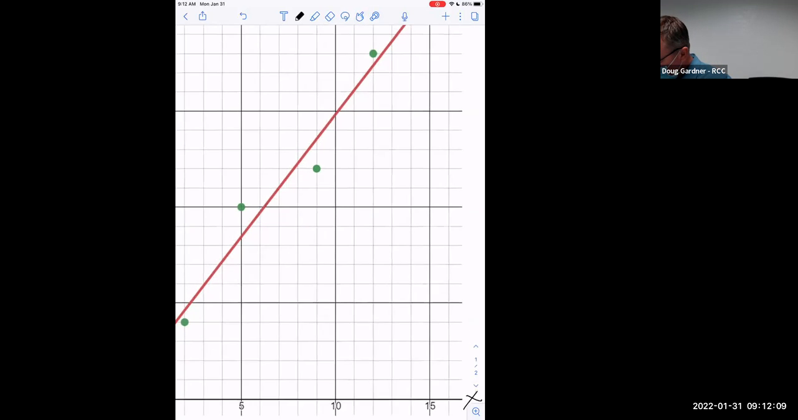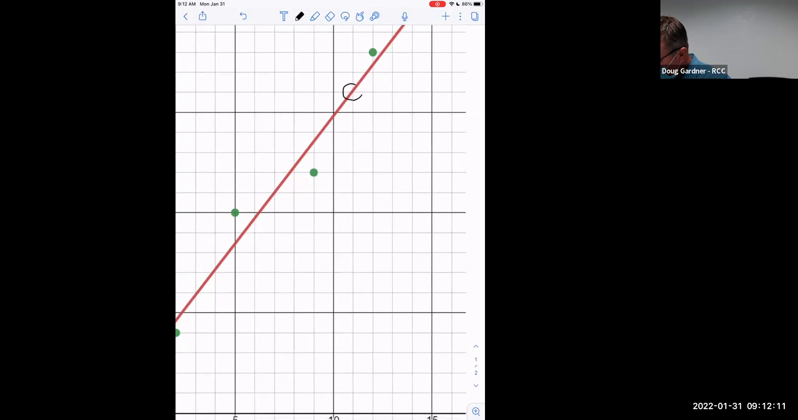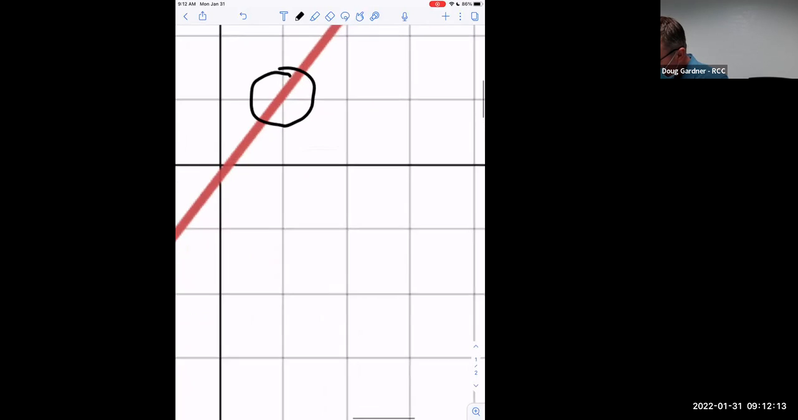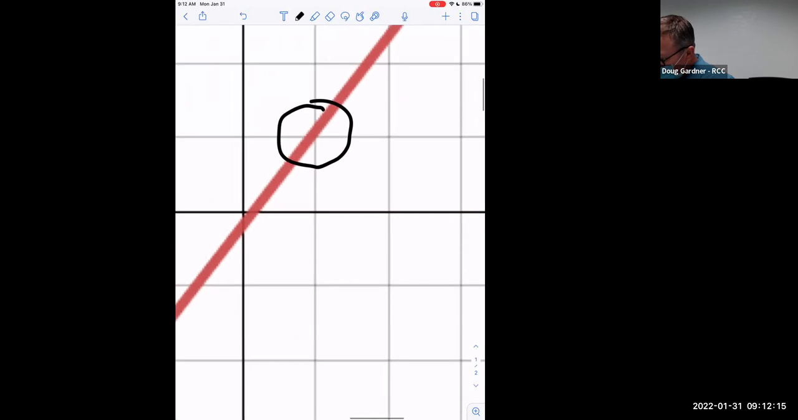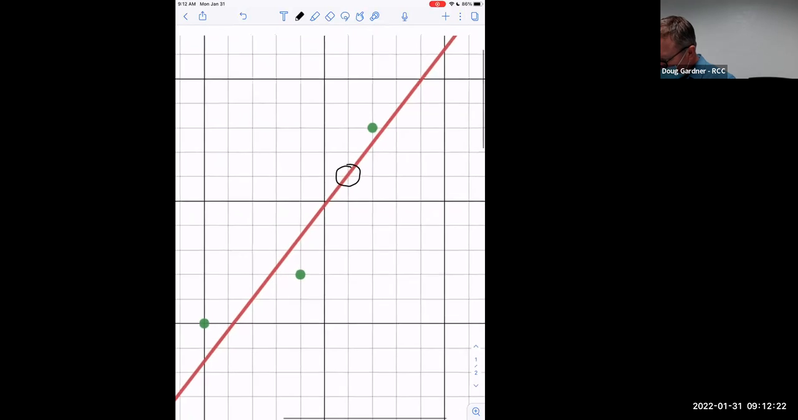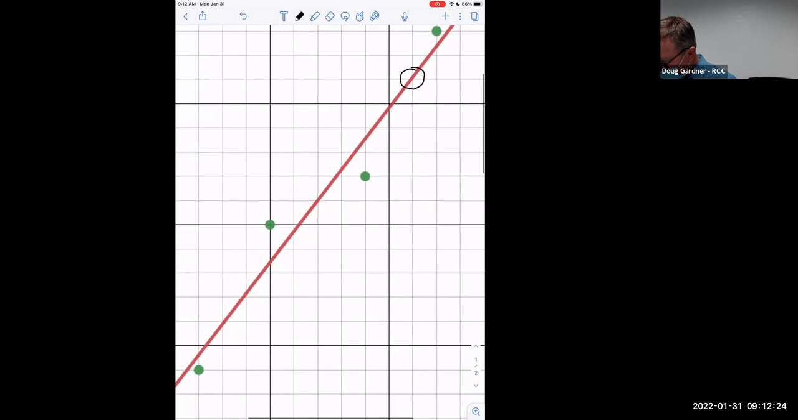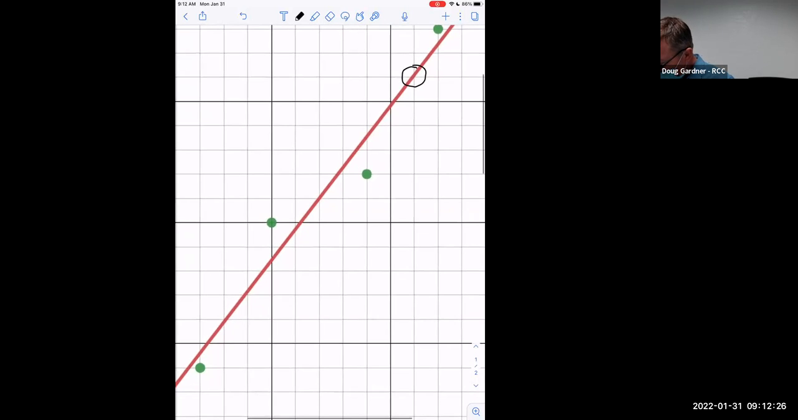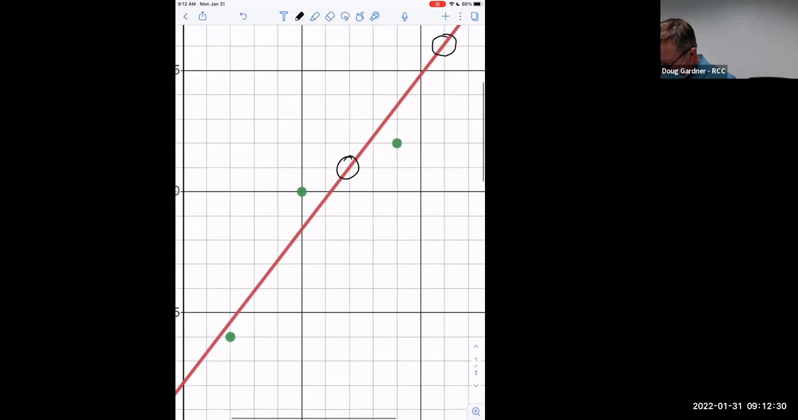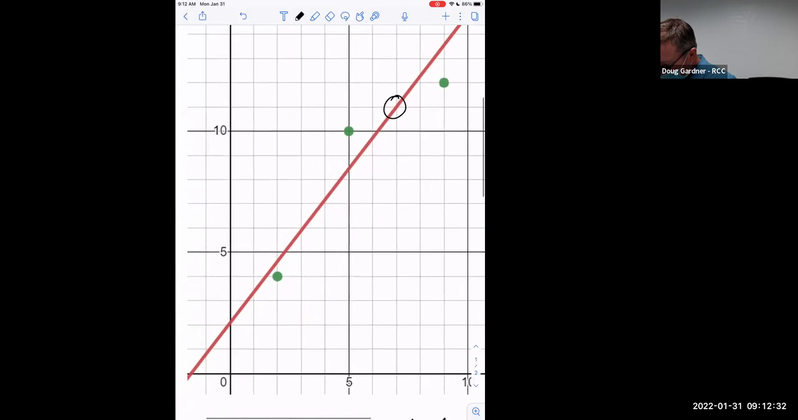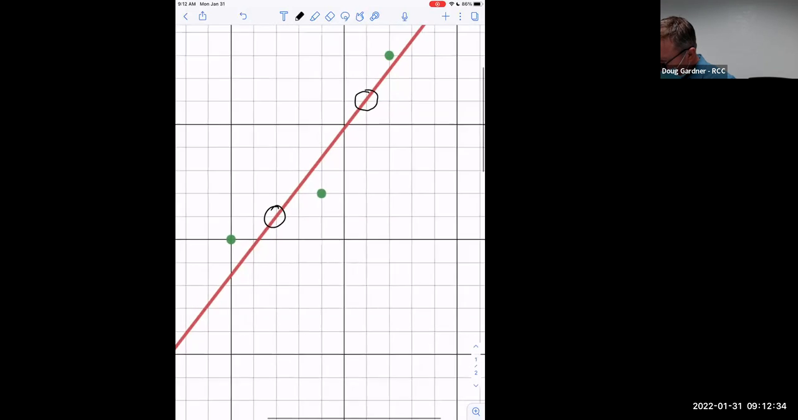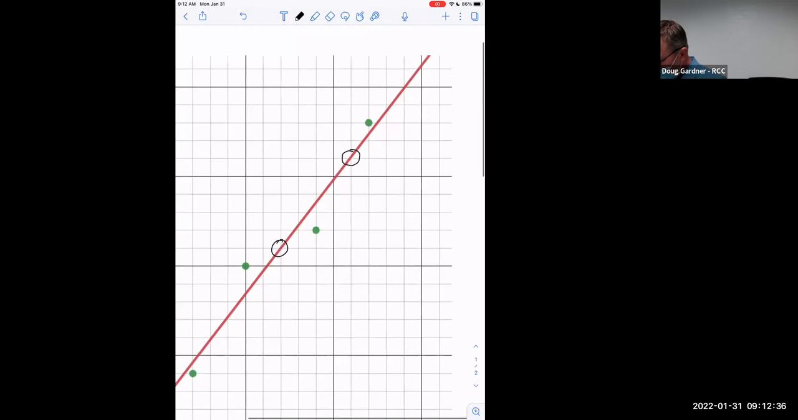Let's see. This one looks pretty good. It's not perfect. Do you agree it's not perfect? If I look really close, does it exactly go through that point? No, not exactly, but it's pretty close. Let's see. And is there another point that it goes through? Ooh, look, this one looks really good right here. That one looks fantastic, like it goes perfectly through it. So I'll pick those two.